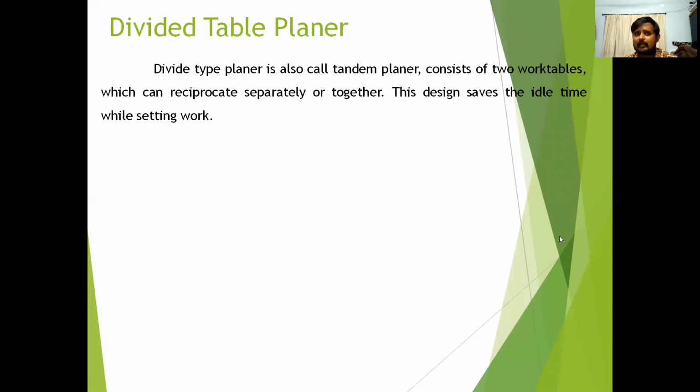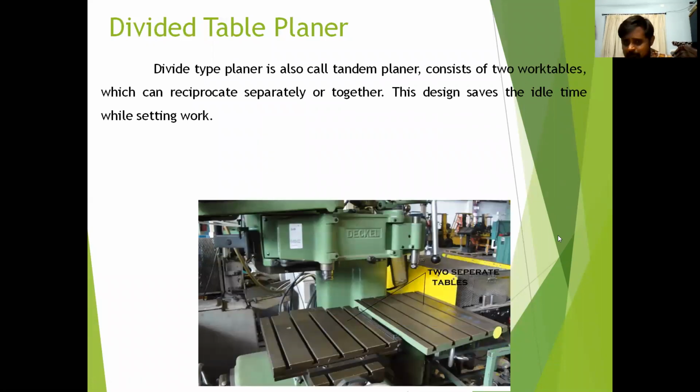And the divided table planer. The main purpose of this divided table planer is to reduce the idle time. The divided type planer, also called tandem planer, consists of two work tables which can reciprocate separately or together. It has two work tables, and those two work tables reciprocate either together or separately. That means we can operate these two tables separately or together. This design saves idle time while setting the work.